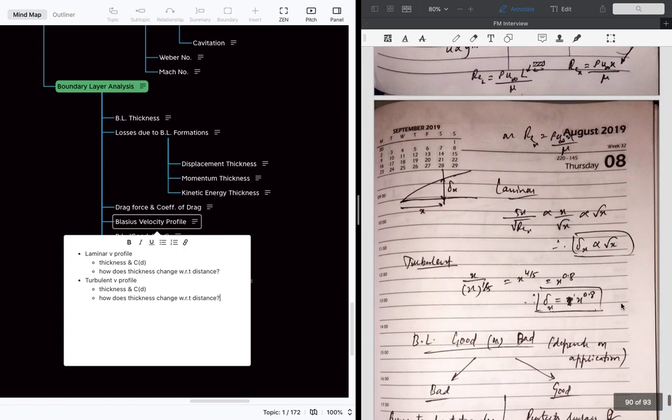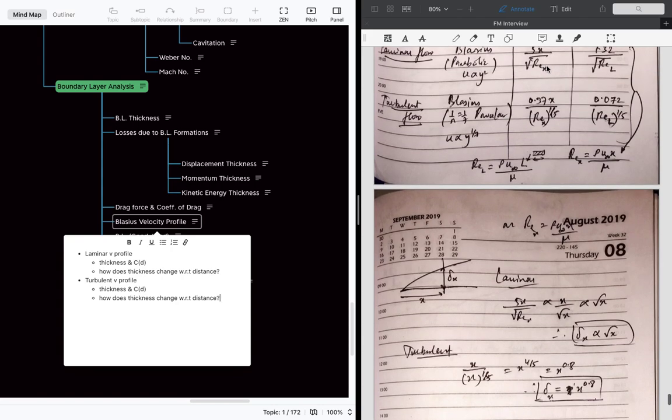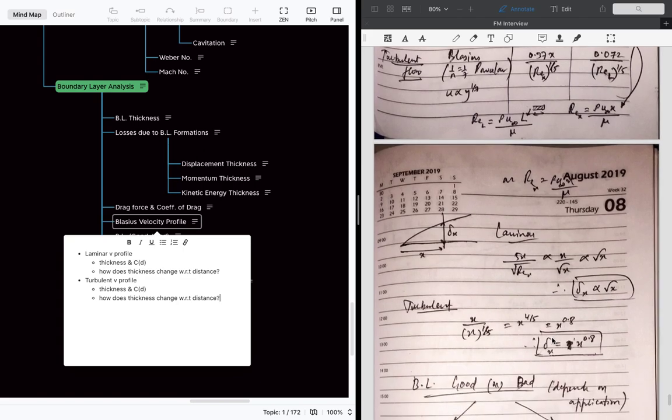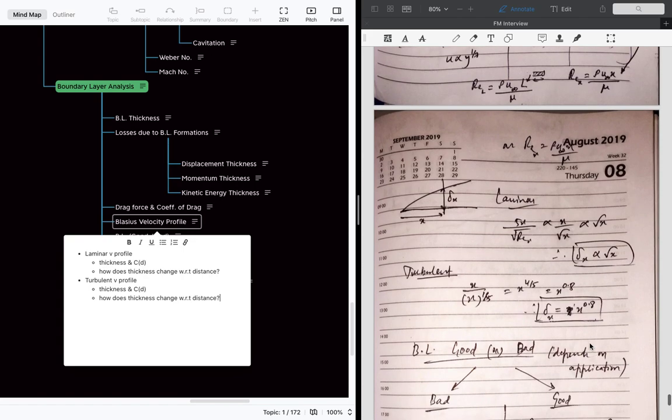So what is the relation between the boundary layer thickness and the distance? Let's say for the laminar case, the boundary layer thickness is expressed like this in this formula. That means the boundary layer thickness is directly proportional to the root of x from this derivation. As for the turbulent case, the boundary layer thickness is proportional to x to the power 0.8. So these are just observations.